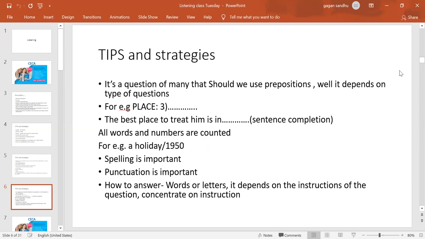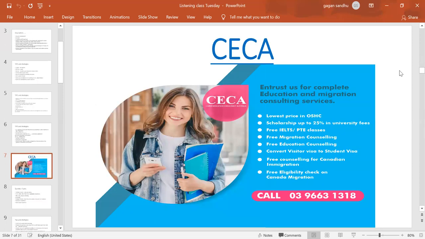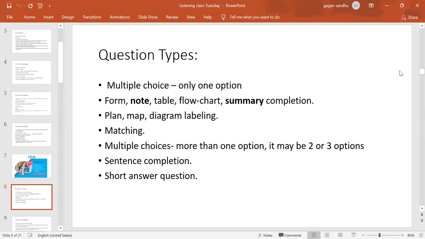So if this is a sentence completion question and it requires the answer to be written with the preposition and the noun, and the instruction allows that, you do it. If the instruction doesn't allow that and says only 1 word, then you ignore the preposition. So don't worry much about prepositions in the listening answers. Spellings are very important. Punctuation is again important, and I told you the difference between paper and CBT for punctuation. There is no difference for spelling.